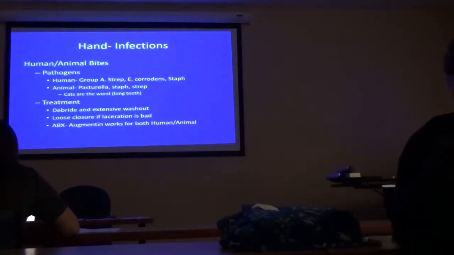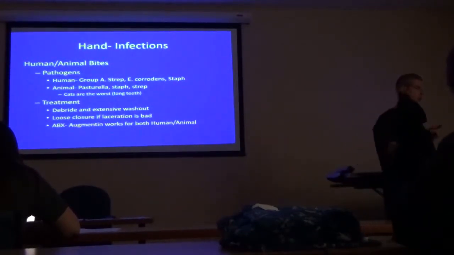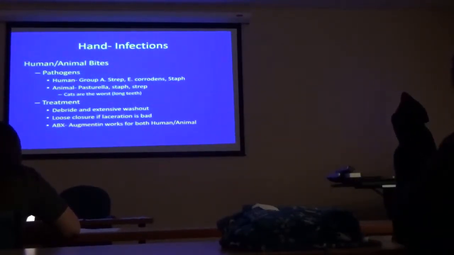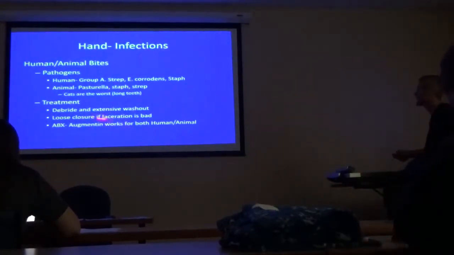They get that bacteria on their teeth, and their teeth go in further into the soft tissue and seed that bacteria, sometimes into the tendon, sometimes into the space below the muscle, below the tendon, in the fascia, and that's really hard to get rid of. It's really hard to wash out. Debridement and extensive washouts are the treatment for these.